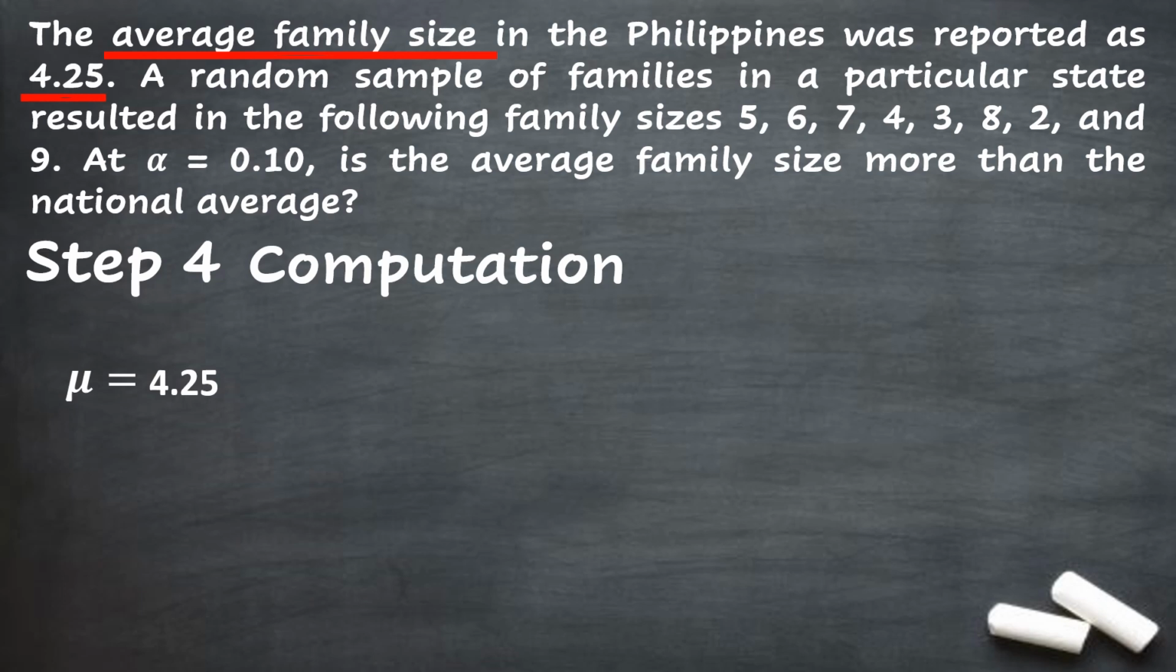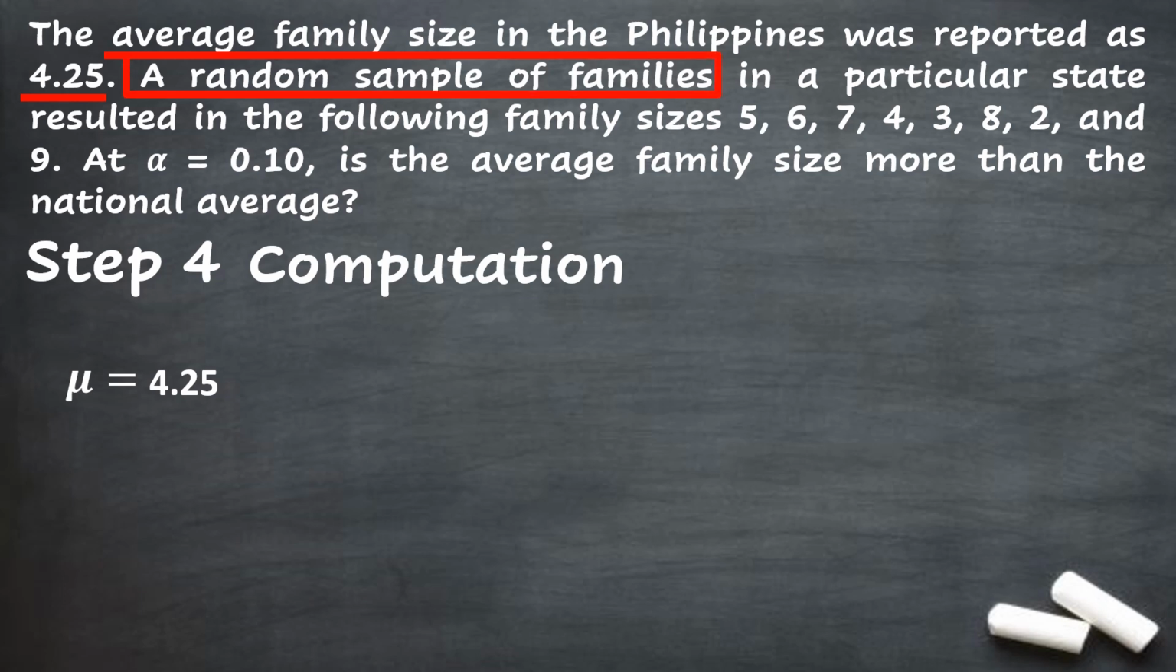In the first sentence, the given numerical value is 4.25, and obviously, that is the population mean because of the phrase average family size in the Philippines. So collectively, the average family size is 4.25 and it represents the population. That's why 4.25 is the population mean.